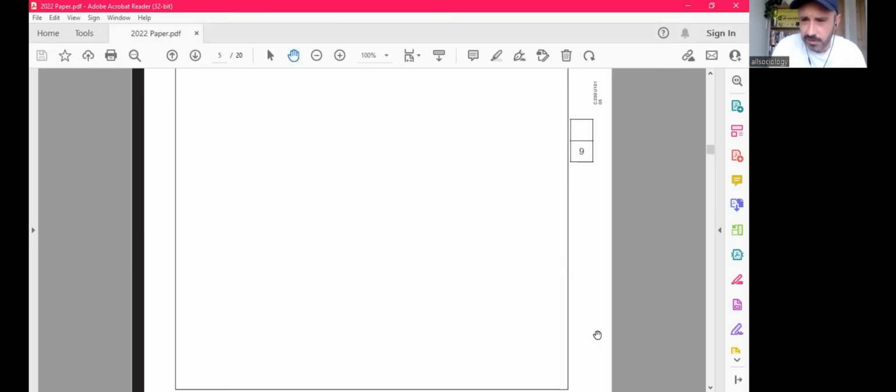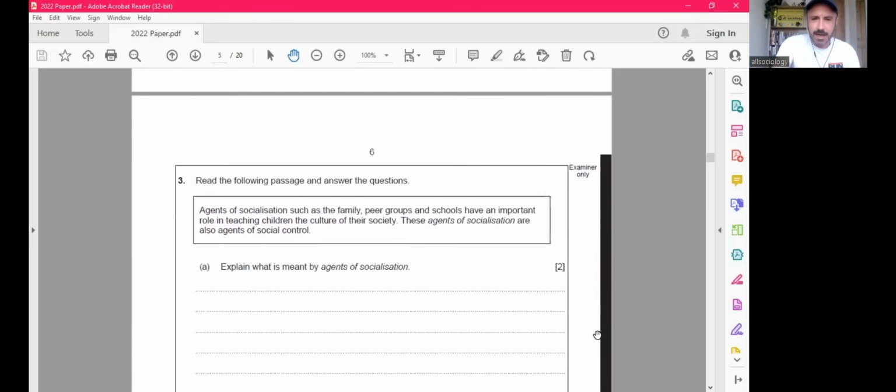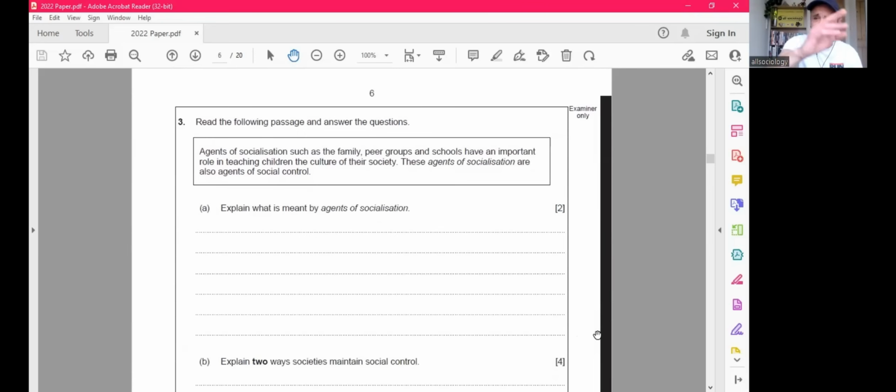So that's your first section over, 9 marks out of the way. Sorry, the second section, should I say, because the first question is just literally that one, fill in the gaps. So question 3, again, we've got to read a passage and answer the questions that follow. This one says, agents of socialization, such as the family, peer groups and schools, have an important role in teaching children the culture of their society. These agents of socialization are also agents of social control. Explain what is meant by agents of socialization.